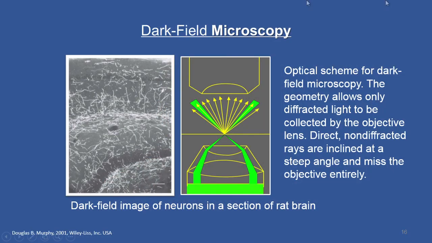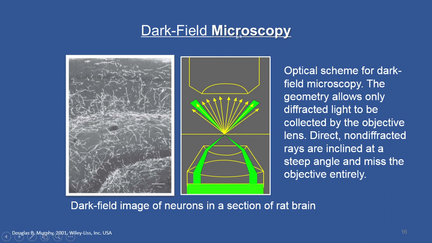So, let us look at dark field microscopy. The slide shows one typical example of a biological sample under dark field illumination. You can see that all the very minute features are clearly illuminated.